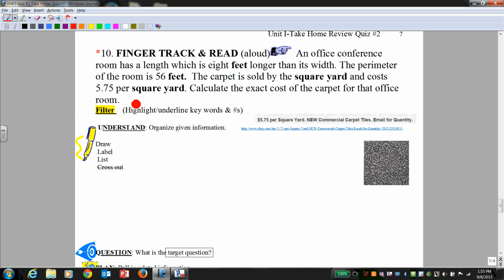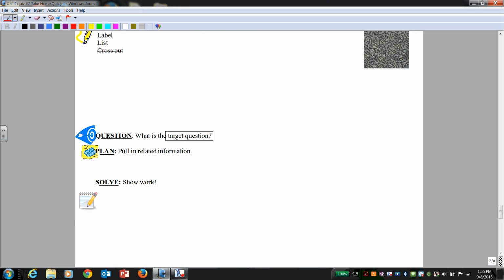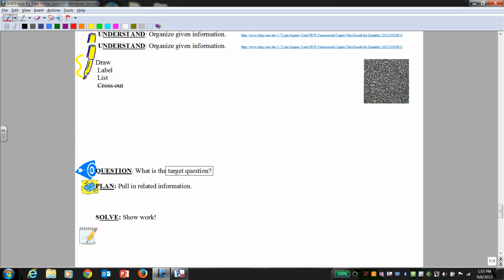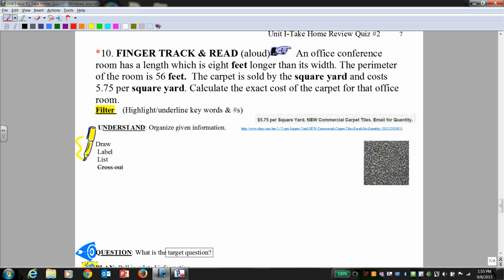So we're doing here, understand question, plan, solve, check. The first part to understanding is to finger track and read out loud. So ready? Put your finger there. I'd like you to track as I read. Ready? Your lips should be moving.